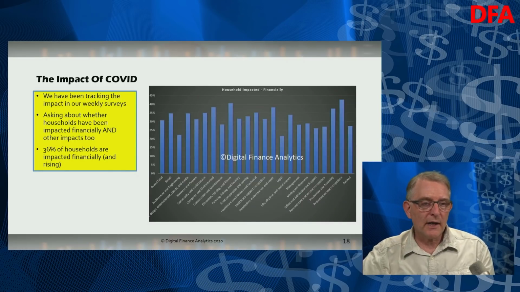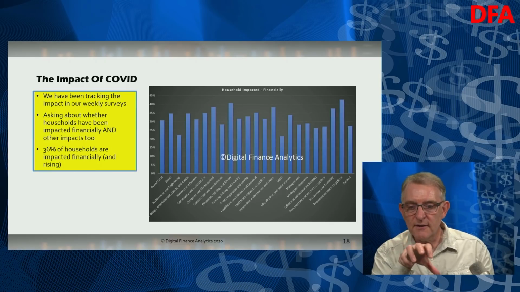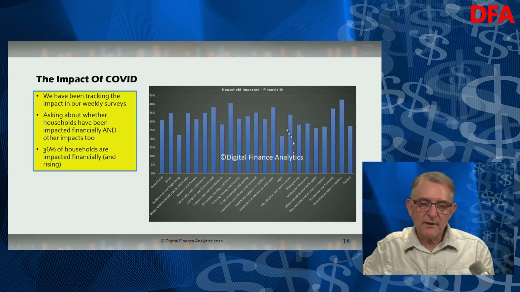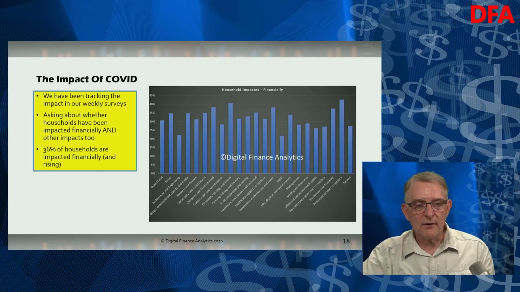Now, I've done some specific modelling on the impact of COVID. We've put some new questions in our survey, specifically asking about whether households have been impacted financially, and also more broadly, what other impacts this has had on them. And the first headline finding here is that 36% of households are now reporting that they have been impacted financially, and it's rising quite fast. And interestingly, that's an average. And you can see here that I've shown it by different industries. So, for example, those in the legal profession are less impacted, whereas those in production and assembly or in retail are more impacted. And even those in education and training, and of course that's partly the university sector and also schools, they're also quite badly impacted too.